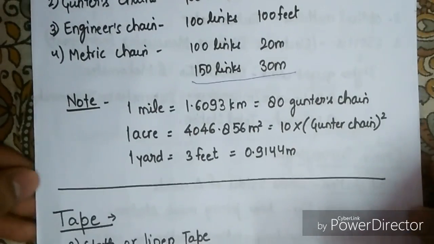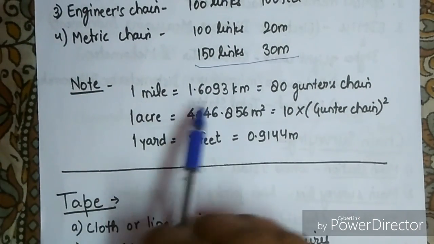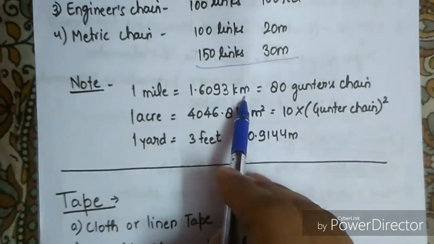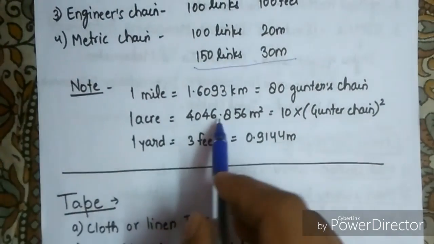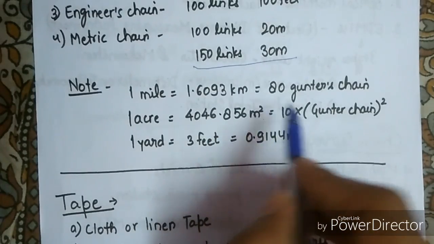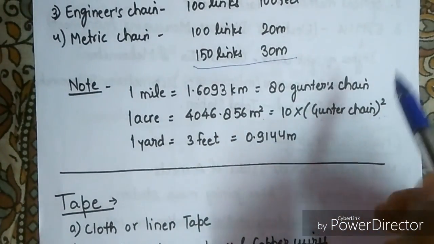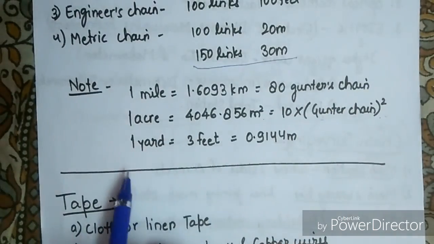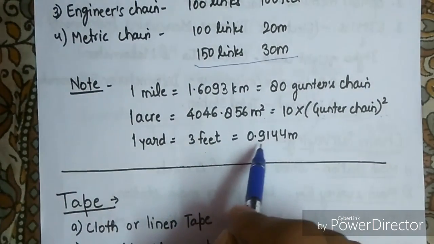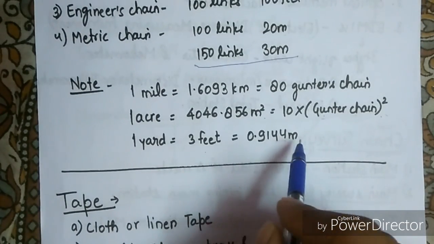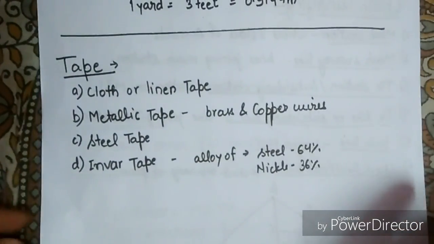Now there are a few values we have to note down here. 1 mile equals 1.6093 kilometers, that is 80 Gunter's chains, and 1 acre is 4046.856 square meters, that is 10 into Gunter chain square. Gunter chain is the length of one Gunter's chain. 1 yard is equal to 3 feet. 3 feet equals 0.9144 meter.